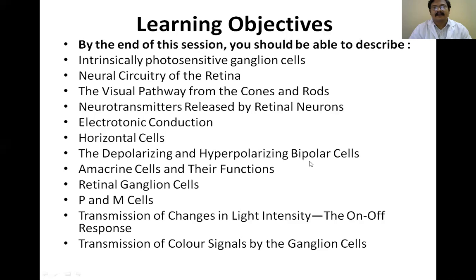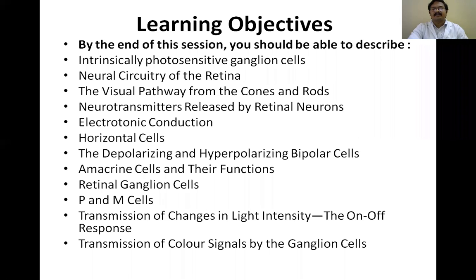The learning objectives for today's session are: by the end of this session, you must be able to describe the intrinsic photosensitive ganglion cell, that is the third type of photoreceptor cell, and the neuroretinal circuit of the retina. The visual pathway of the cones and rods, already we have discussed the different layers of the cones and rods in the retina. And we discussed the 10 layers of the retina already.